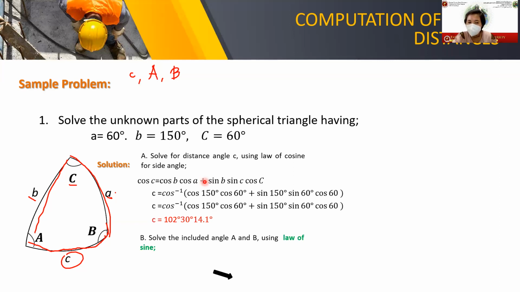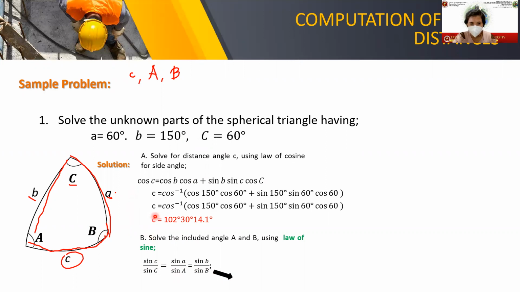So for the law of sine, we all know that the sine of the side over the sine of the opposite angle is equivalent to the sine of the other side, A, over the sine of its opposite interior angle, the capital A, and the sine of B over the interior angle of B. So if we use this relationship, we can compute the other parts of the spherical triangle.